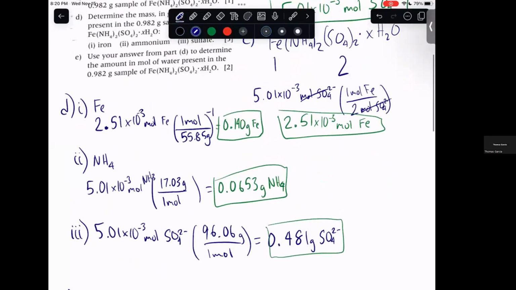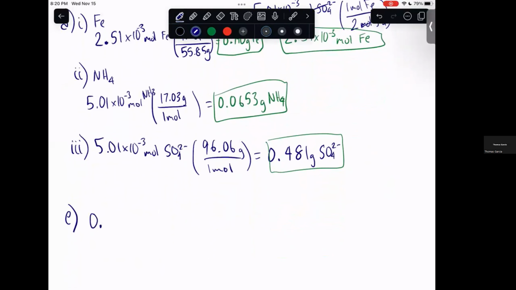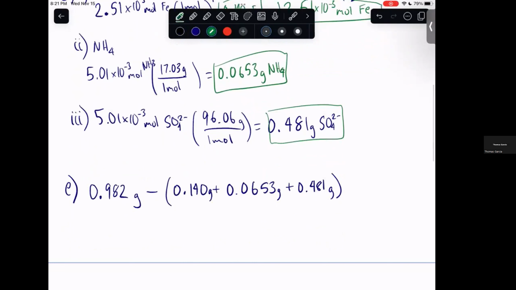E. Use your answer from part D to determine the amount of mole of water present in the original 0.982 gram sample. So if we take 0.982 grams and we subtract the sum of our other masses, 0.140 plus 0.0653 grams plus 0.481 grams, we will get an answer of 0.0164 grams of H2O. And there it is.